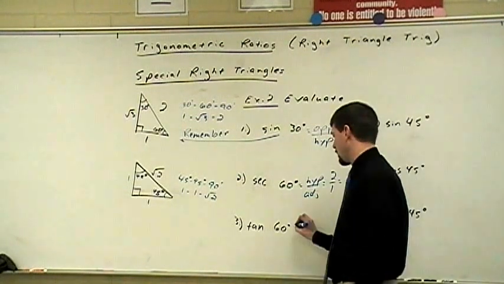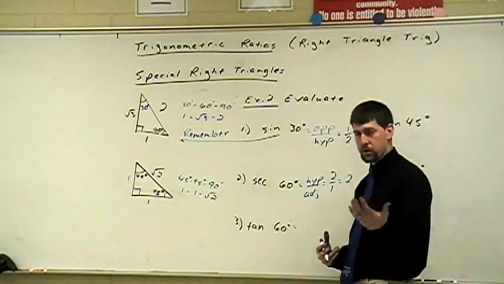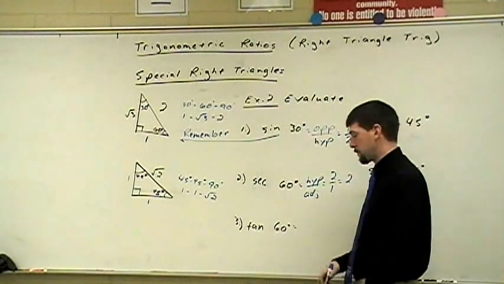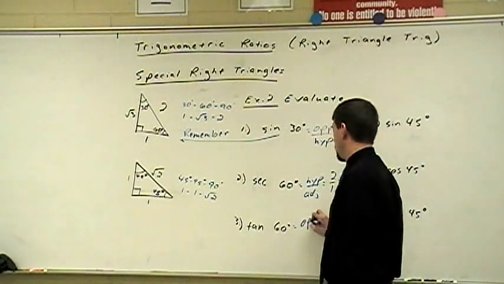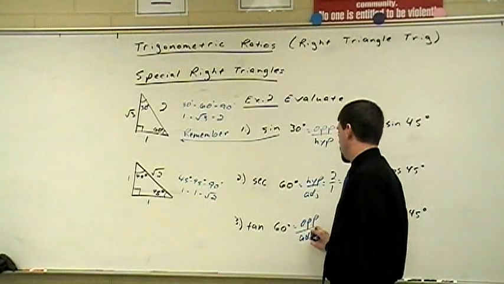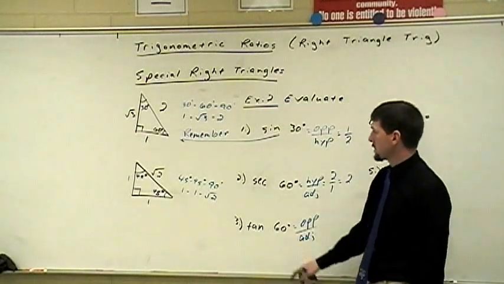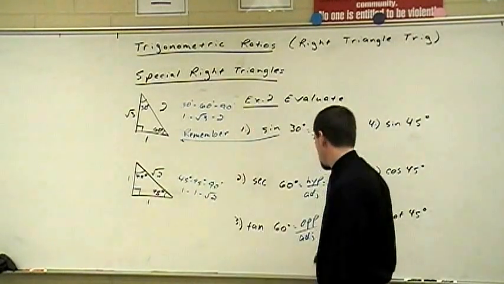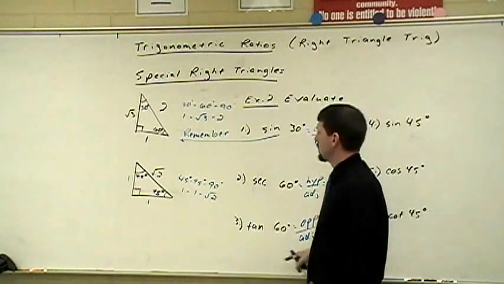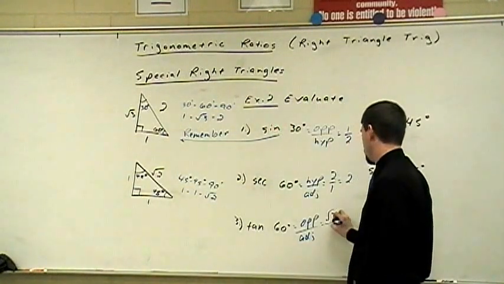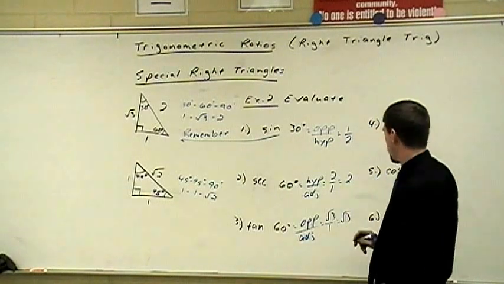Tangent of 60 degrees. Tangent, we remember through SOHCAHTOA. TOA, tangent is opposite over adjacent. Opposite over adjacent, so I go to my 60 degrees. Opposite of 60 degrees is square root of 3. Adjacent to the 60 degrees was 1. So it's just square root of 3.